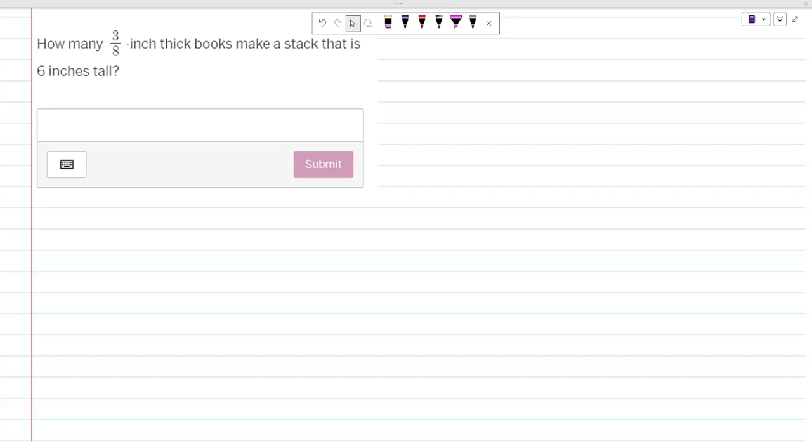This is Dr. Hobble, and I'm going to help you with this problem. It says, how many 3/8 inch thick books make a stack that is 6 inches tall?